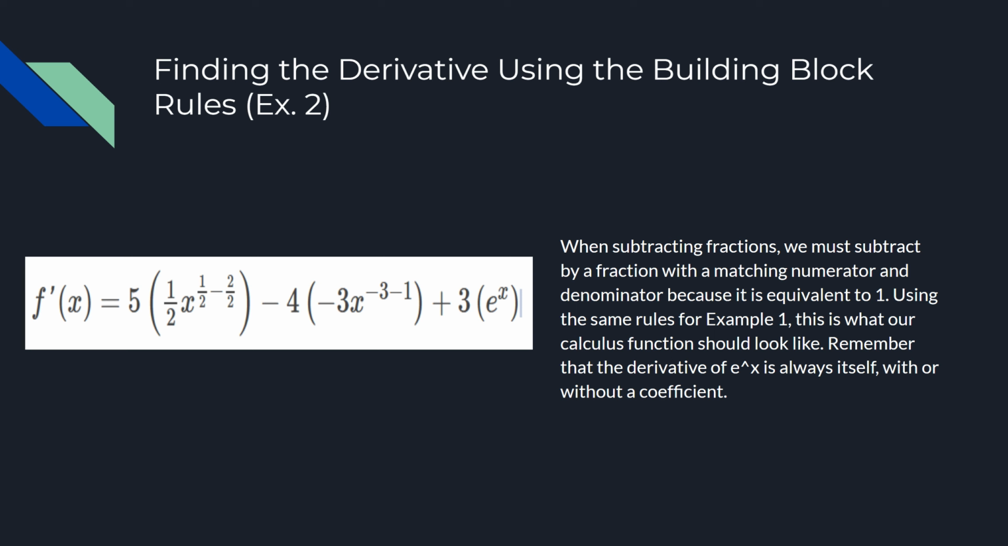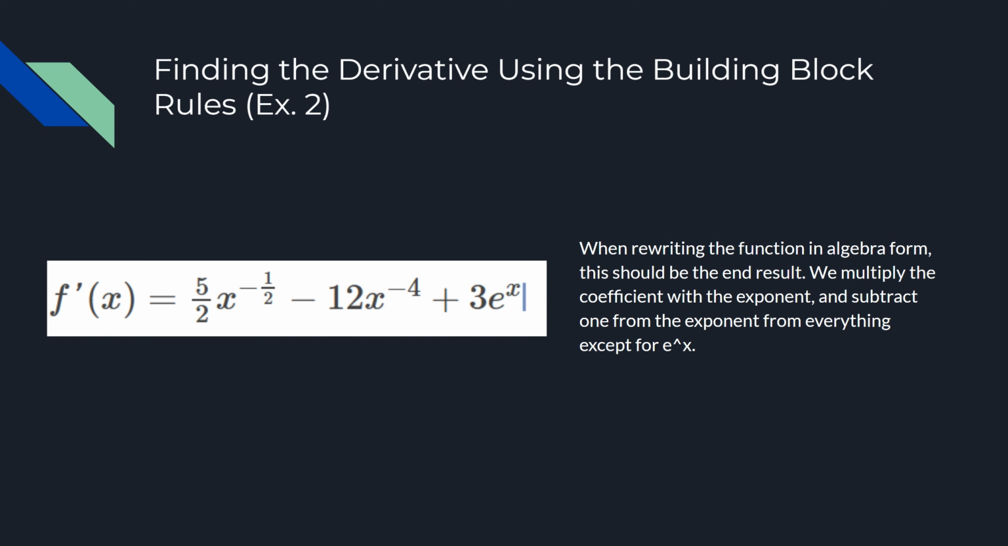Like as displayed here, we have 1/2 x to the power of 1/2 minus 2/2 because it equals 1. And we multiply by the exponent, which was 1/2. And for -4, we have it multiplied by -3x to the power of -3 minus 1, using the same rules. And then, like I said before, the derivative of e to the x will always just be itself, along with the coefficient attached to it.